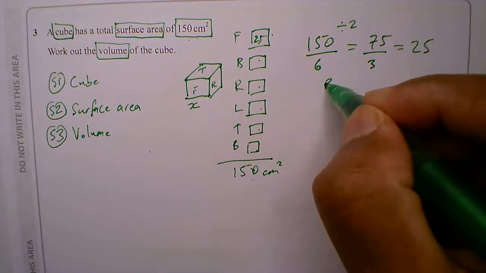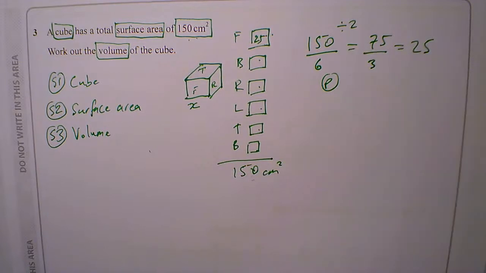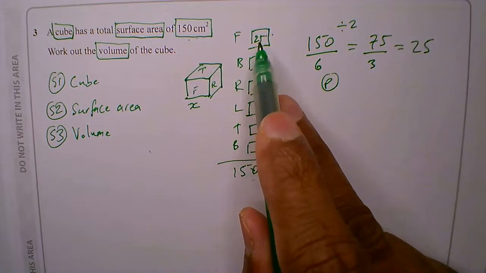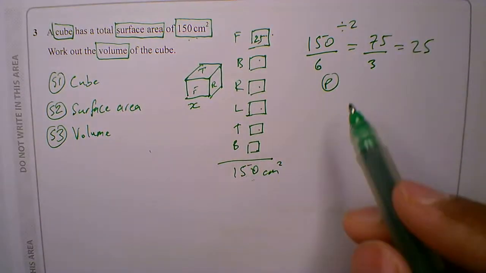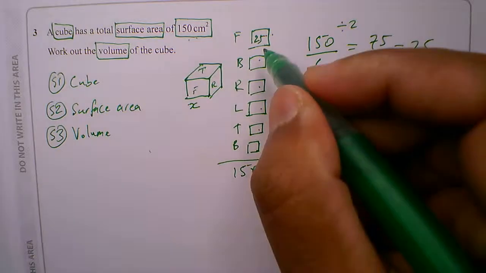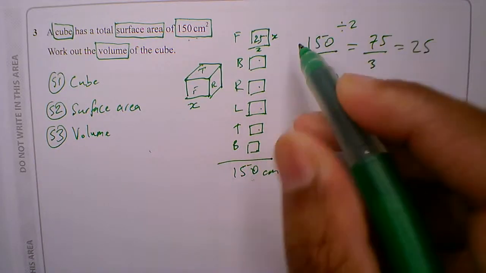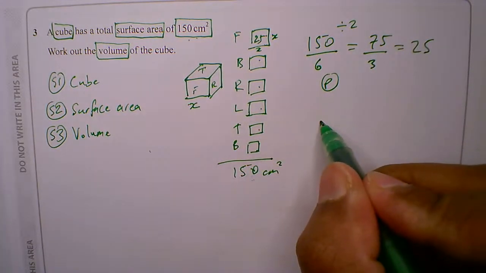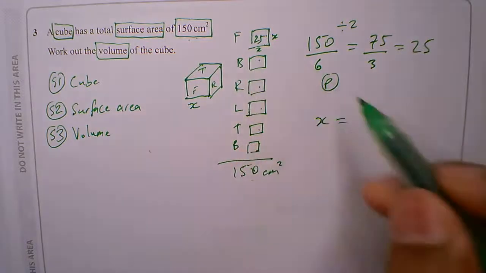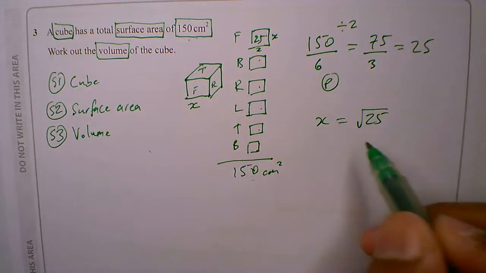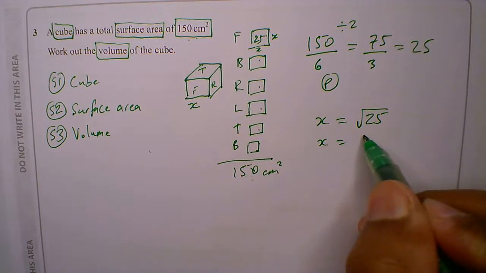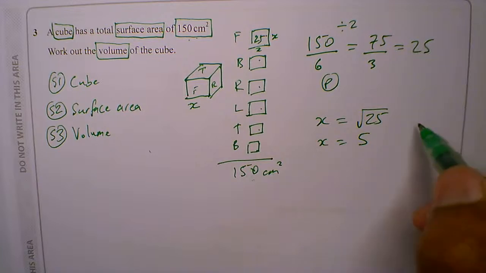Now, this part here is a process mark. Just by doing this working out, you get a process mark. The next thing: this is an area, so how do I find out what the length is? x is going to be the square root of 25. The square root of 25 is going to be 5, because 5 times 5 gives me 25.